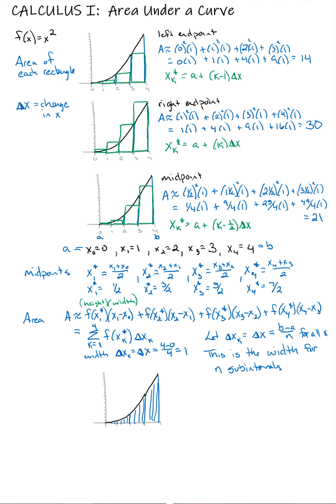That's a limit. So what we end up doing is we have the sum as k goes from 1 to n of f of x sub k star times delta x. And remember, this is for delta x equal to b minus a over n. This is called the general Riemann sum.